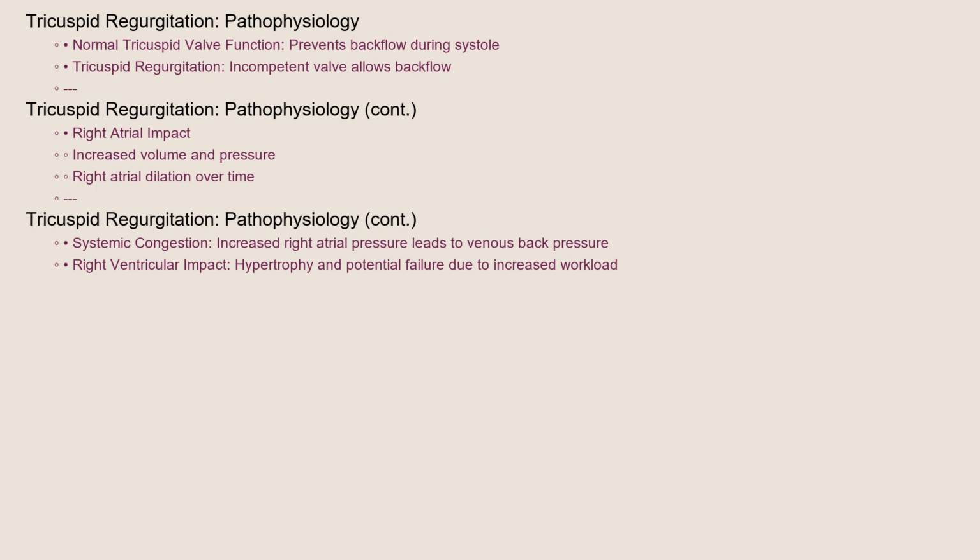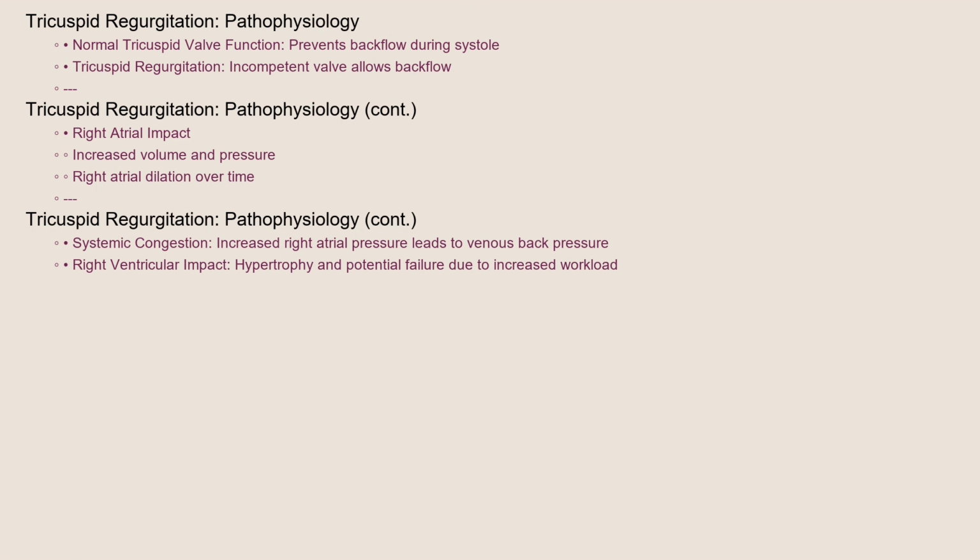Now let's discuss pathophysiology. The tricuspid valve is designed to prevent backflow of blood from the right ventricle to right atrium during ventricular systole. The leaflets of the tricuspid valve, anchored to the right ventricular wall via chorda tendineae and papillary muscles, ensure a one-way flow of blood when functioning normally. In tricuspid regurgitation, the incompetent valve allows blood to leak backward into the right atrium during each ventricular contraction.